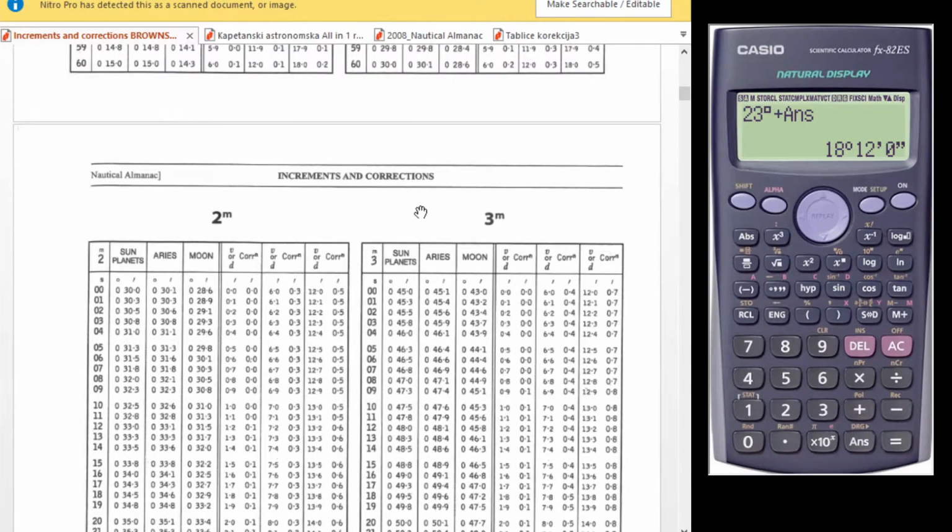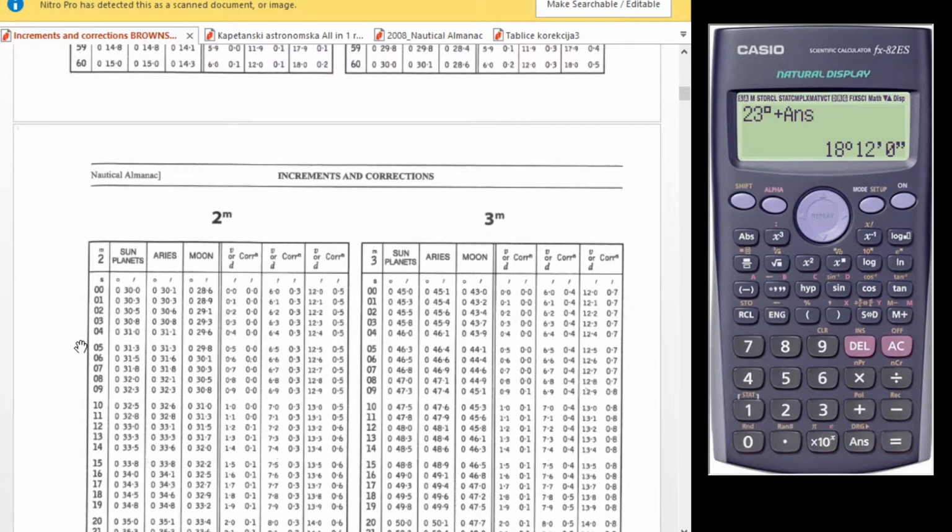So every page has 2 minutes. Every minute has 2 separated tables. In my almanac, they are physically separated. In this copy of the almanac, they are separated by these 2 lines in the middle. Now we are looking for, where is the value?